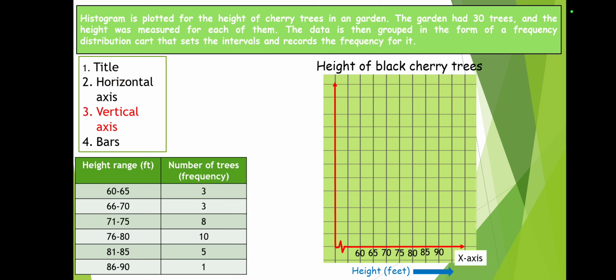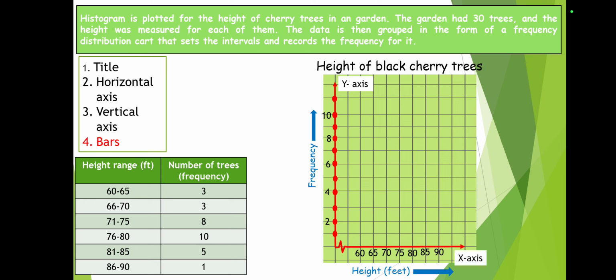Next, coming to the vertical axis, that is the y-axis. On the y-axis we have got frequency, that is number of trees. So you can see the maximum number is 10, so we can use 1 tree for 1 unit. So 1 unit is equal to 1 tree. You can make notation somewhat like this. So this is the vertical axis.